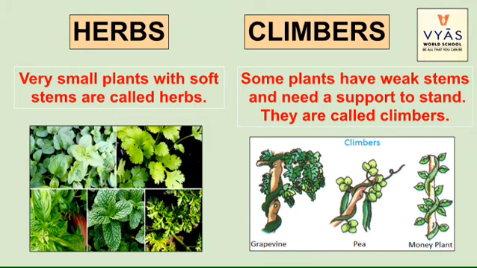Next, we are going to study about the climbers. Climbers are plants that have weak stems and they need a support to stand. They are all called the climbers. For example, money plant. If you have seen a money plant, you must be having one at your home also. That needs a support to stand because this plant has a very weak stem. So the plants that have weak stems and need a support to stand are called climbers.